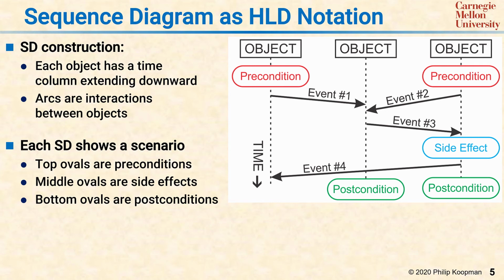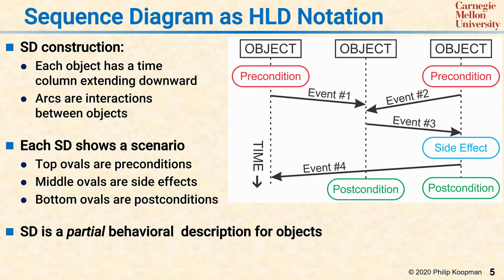Overall, a sequence diagram is a partial behavioral description for the interaction among a set of objects. There are specific objects that participate, the rest you leave out of the diagram, and if the preconditions are all satisfied, some events occur, some side effects may happen, and at the end, the system has gone from the preconditioned state to the postconditioned state. What happens next? The system finds a different sequence diagram that now has its preconditions satisfied and executes accordingly.